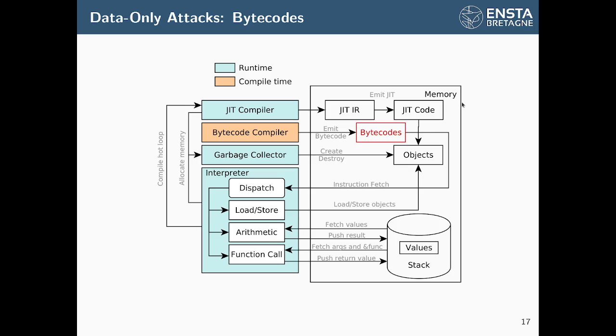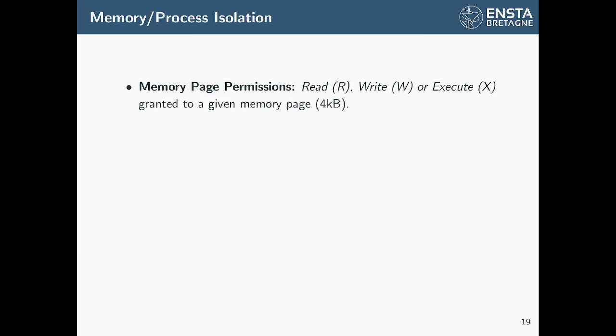So protecting the JIT code is not sufficient. You will have to protect some other objects that the VM has to store in memory. This brings the need for memory and process isolation. This can go in 4 different levels. The first one is memory page permissions. You would have permissions of read, write, or execute granted to a memory page, which is usually 4 kilobytes of memory. But this is not sufficient, as we saw in the earlier attacks.